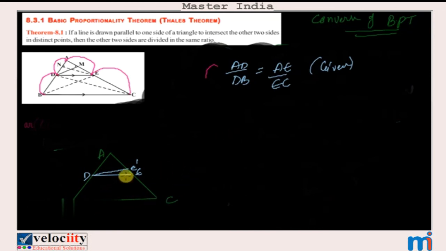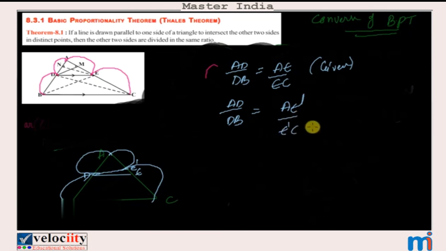So we will assume that DE is not parallel to BC. If DE is not parallel to BC, then there should be some other line DE dash which is parallel to BC. If DE dash is parallel to BC, then obviously AD by DB will be equal to AE dash by E dash C by the BPT theorem, right? The ratio of sides should be equal. So AD by DB should be equal to AE dash by E dash C by the basic proportionality theorem.